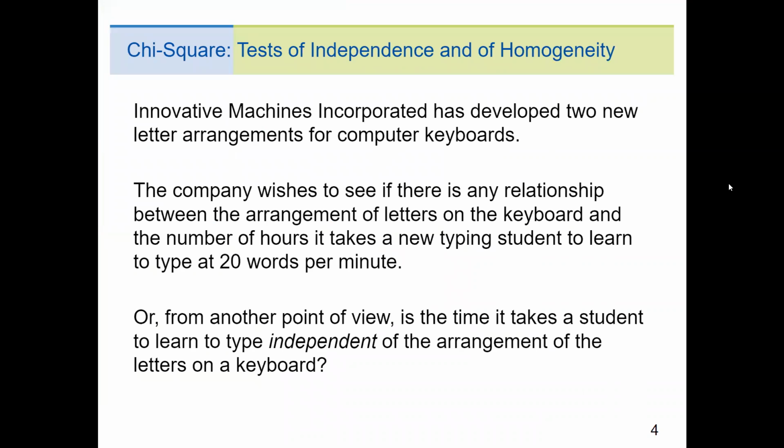All right, Innovative Machines Incorporated has developed two new letter arrangements for computer keyboards. The company wishes to see if there's any relationship between the arrangement of letters on the keyboard and the number of hours it takes a new typing student to learn to type at 20 words per minute. Or from another point of view, is the time it takes a student to learn to type independent of the arrangement of the letters on a keyboard?